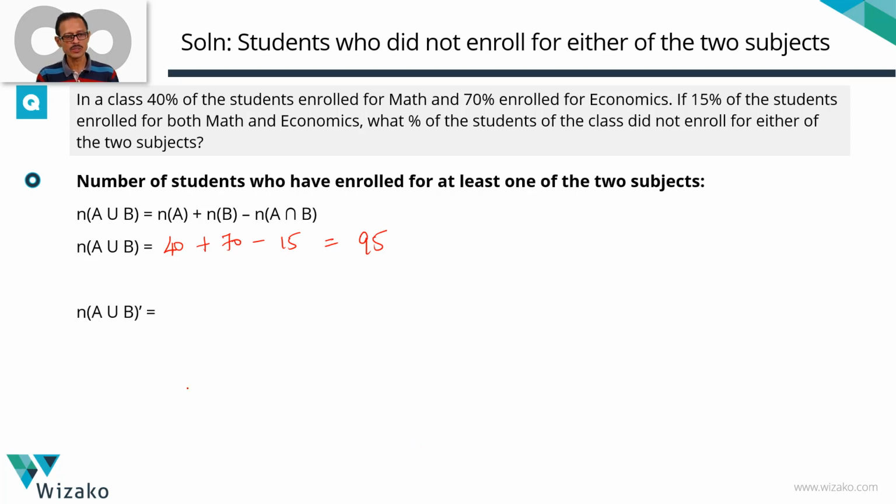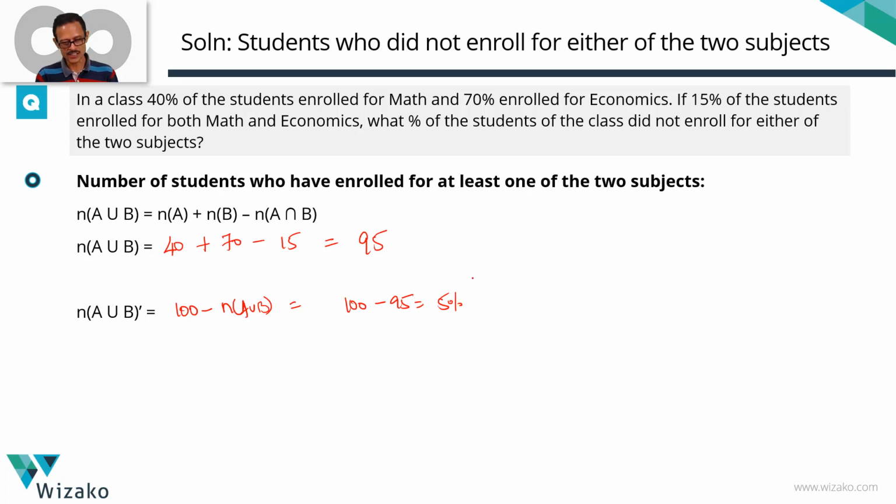What we are trying to find out is n of (A union B) complement, which is 100 minus n of A union B. n of A union B is 95. So 100 minus 95, 5% of the students of this class enroll for neither of these two subjects.